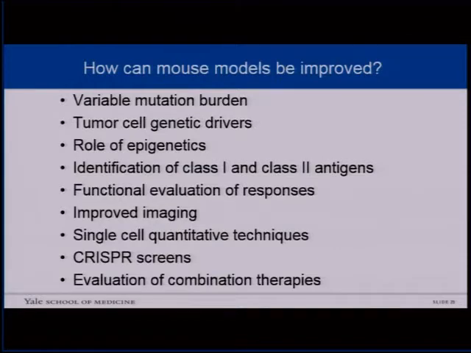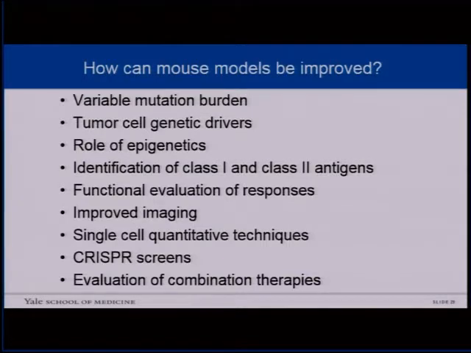But anyways, how can these models be improved? I talked about variable mutation burden. I think we don't really know the role of epigenetics very well at all. It'd be very nice to do antigen-specific responses the way the Schreiber lab has done to some extent, but to really know what those antigens are, and we're trying to do some of this with CRISPR-based approaches. Others are doing this as well.